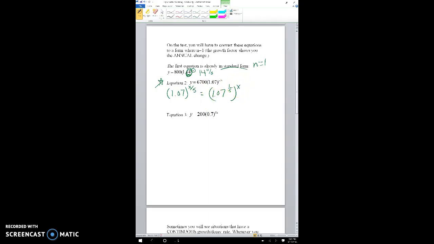Okay, these two things are equal because remember, when you have an exponent raised to a power, you multiply them. I just use that rule in reverse. So 1/5 times x would give me back x over 5. So these two amounts are identical.